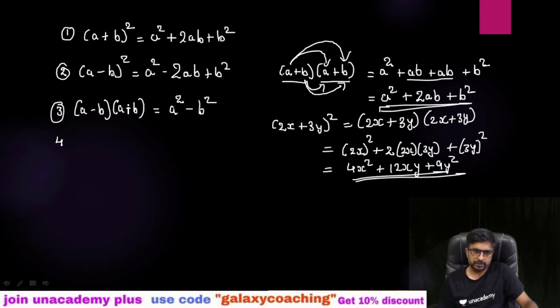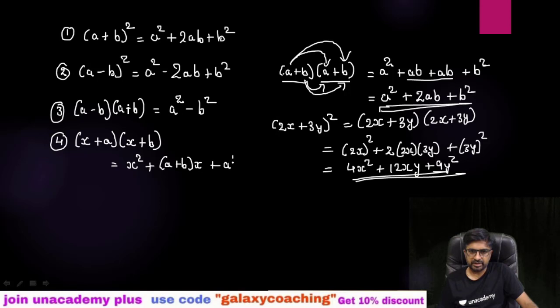That also will come. Now moving to the fourth identity, that is (x plus a) into (x plus b). When first terms are same and second terms are different, directly your answer will be x square plus (a plus b) into x plus ab. As I told you, these are shortcuts.